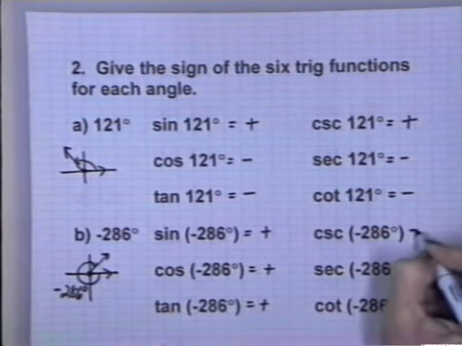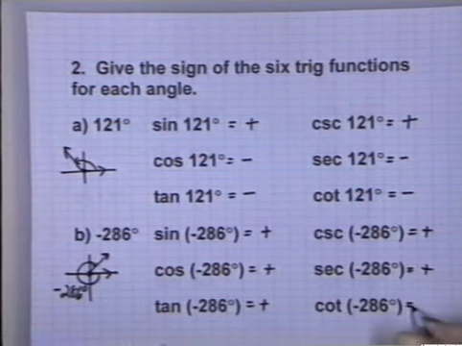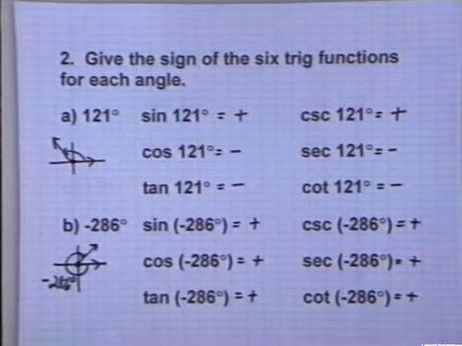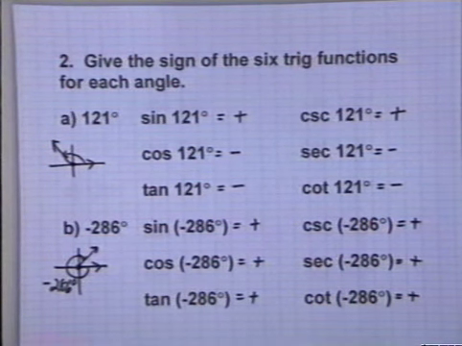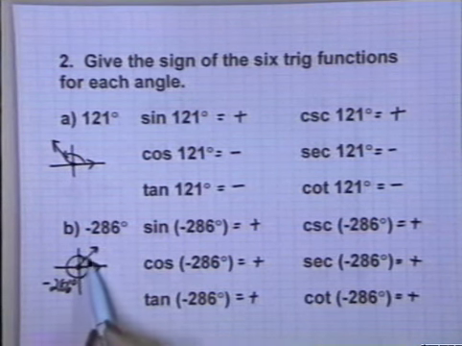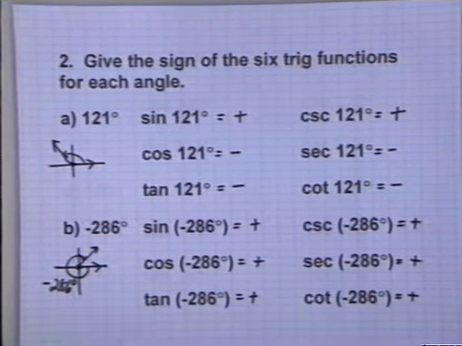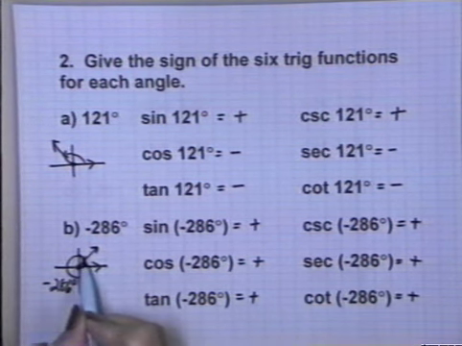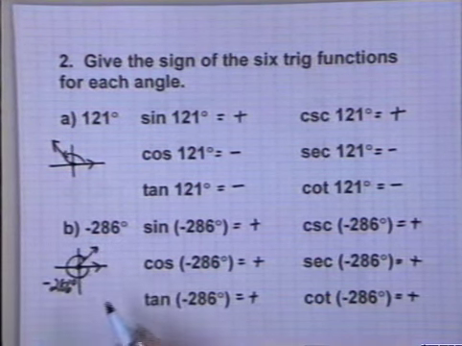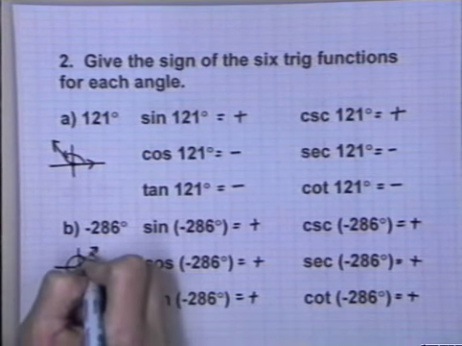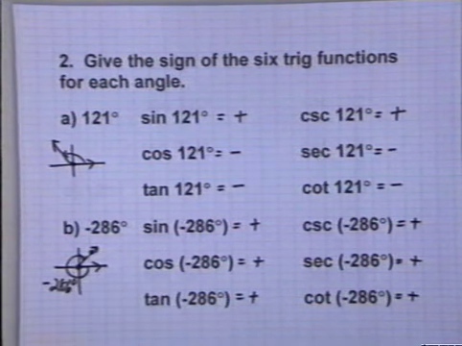And I picked this example to point out that whether the angle is positive or negative has nothing to do with whether the functions are positive or negative. What is important is where the terminal side of the angle is. And in this case, even though it's a negative angle, because its terminal side is in the first quadrant, if we picked any point on that terminal side, then the x-coordinate would be positive, the y-coordinate would be positive, r would be positive, which would make all the functions positive.